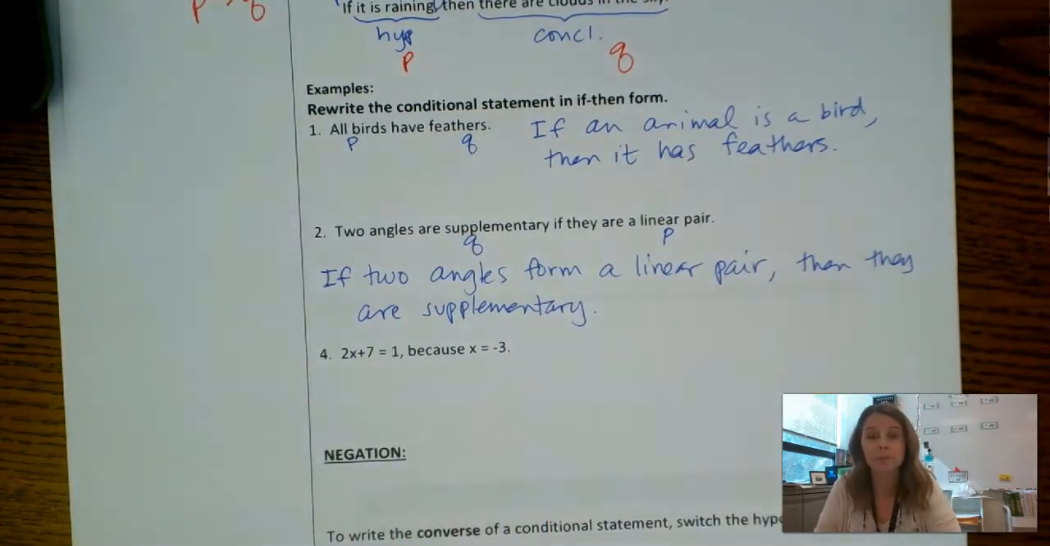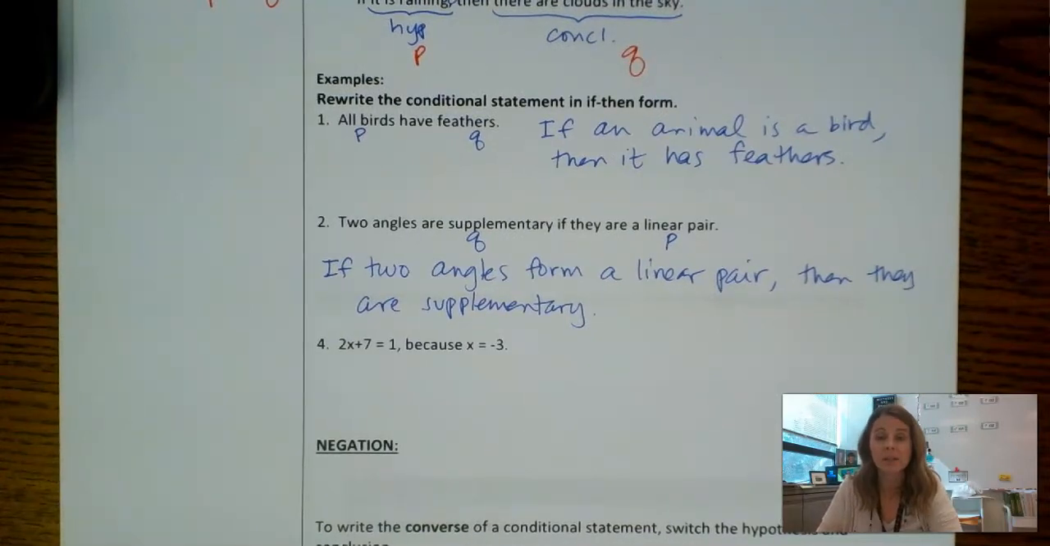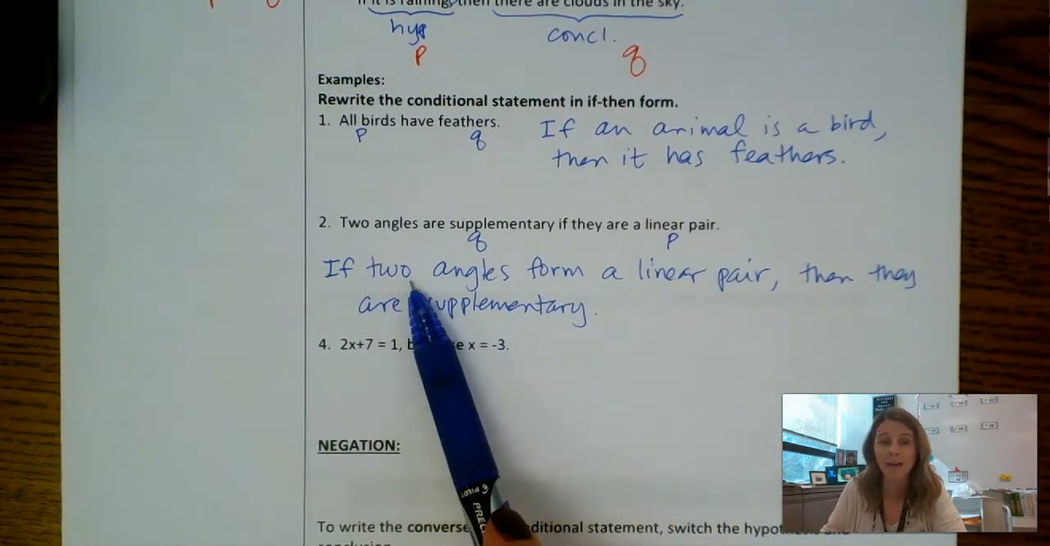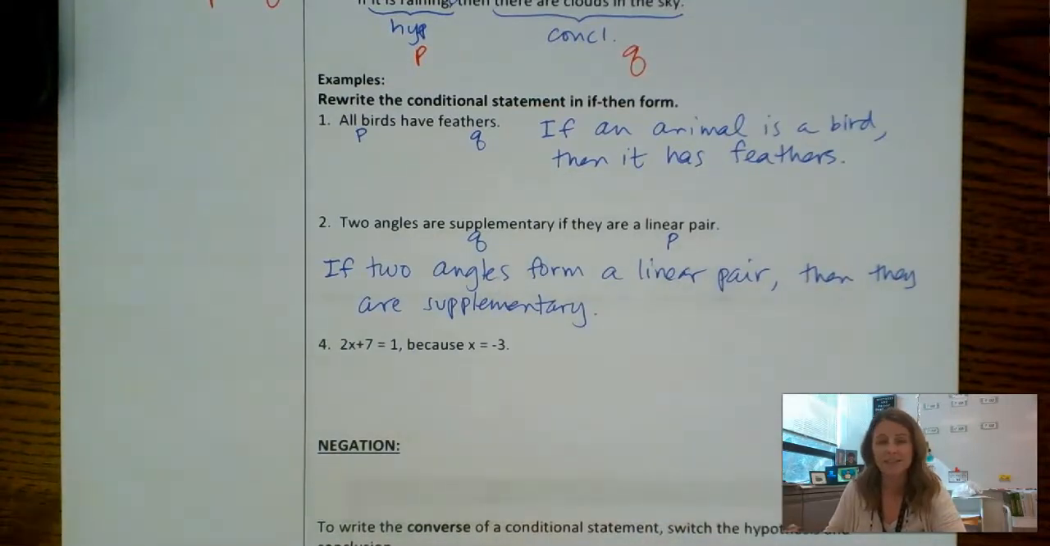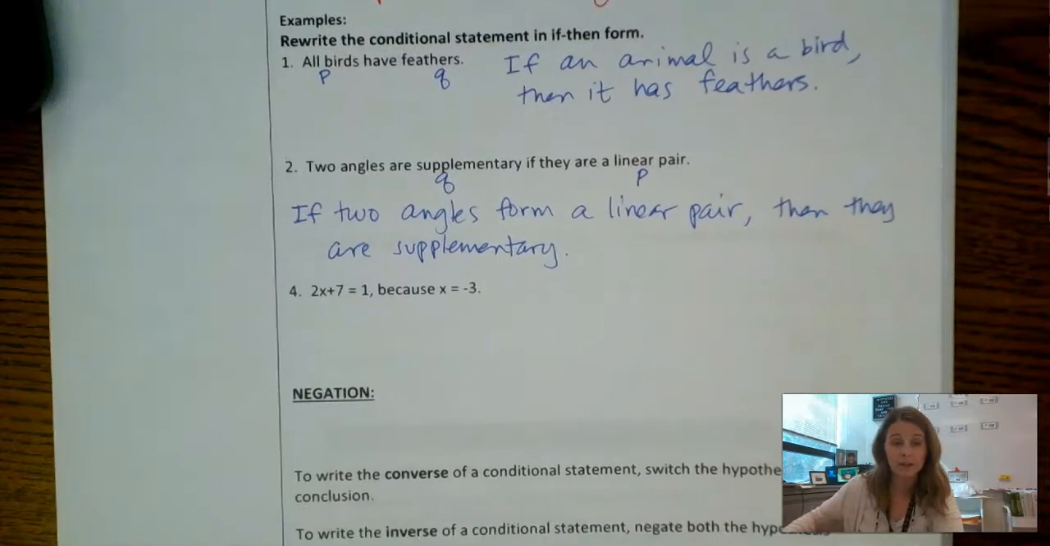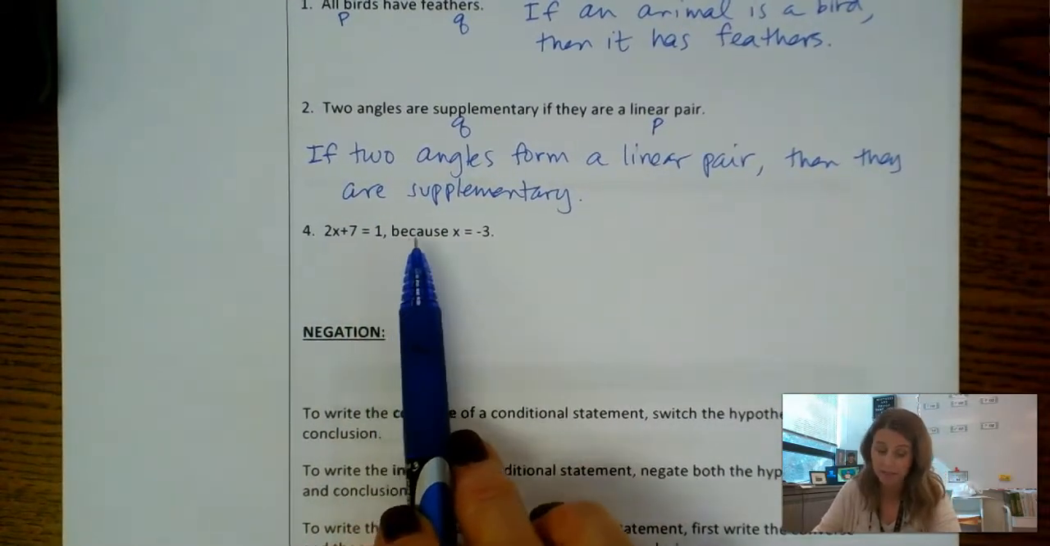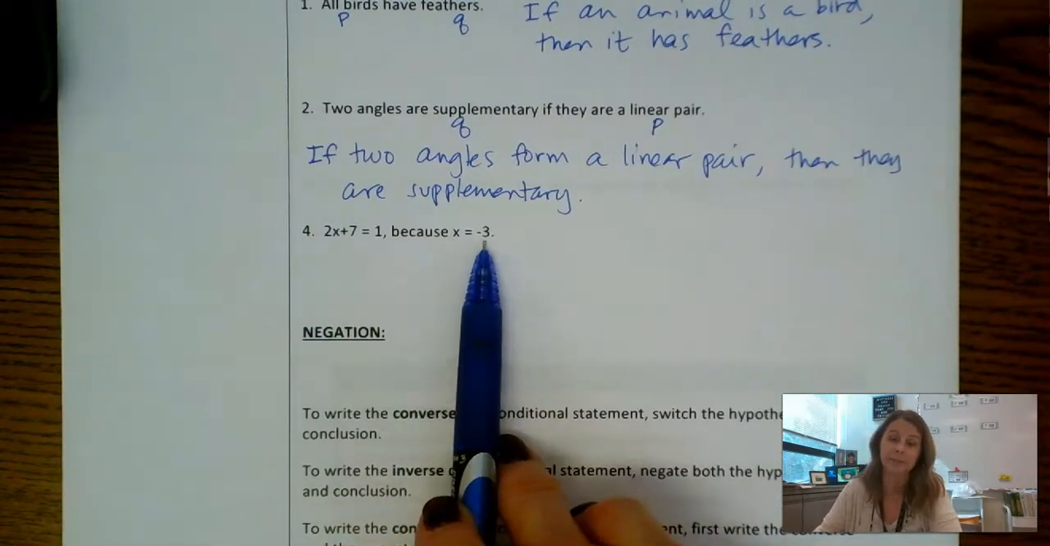If two angles form a linear pair, then they are supplementary. So I would encourage you to say it to yourself a couple times before you write it down, because if we have too many words like they and it, then it just doesn't give us very many details. Okay, our last one here: 2x plus 7 equals 1 because x equals negative 3.